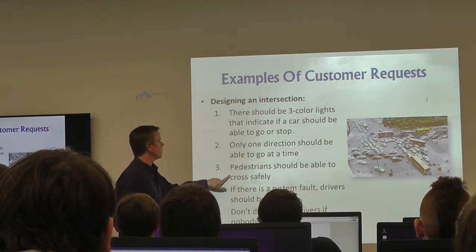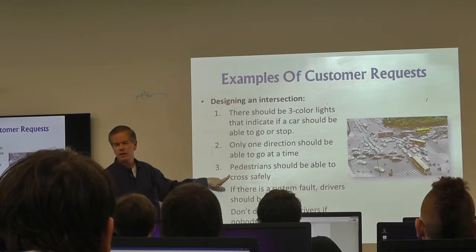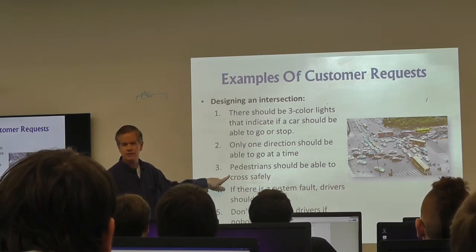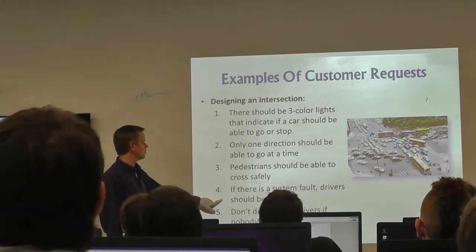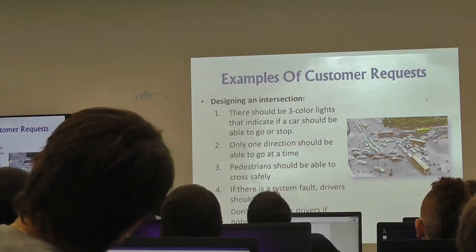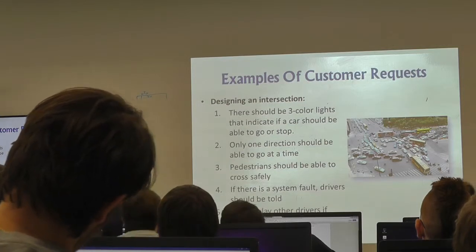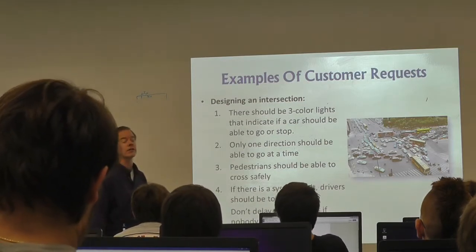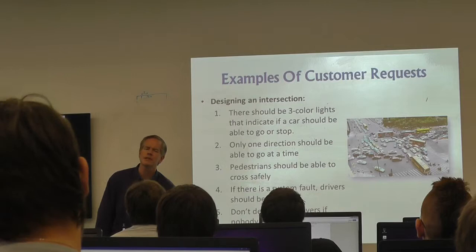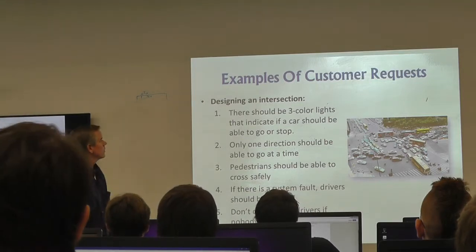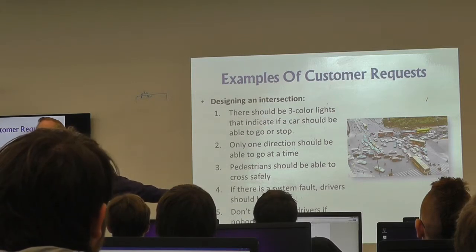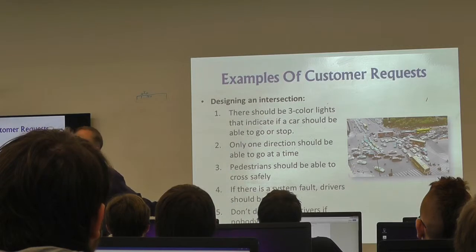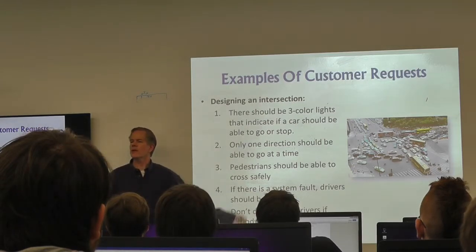Number 3, pedestrians should be able to cross safely. There are no points associated with pedestrians, okay? Number 4, if there's a system fault, drivers should be told. Something's wrong, something's wrong. Number 5, don't delay other drivers if nobody wants to turn in a given direction. Oh, I hate that. There's nobody turning that way, why can't I go? All right, so here you go, here are your requirements, go off and design your system. Is that everything you need? No. What? I mean, there's 5 of them. 5 fantastically written requirements here. What's missing?